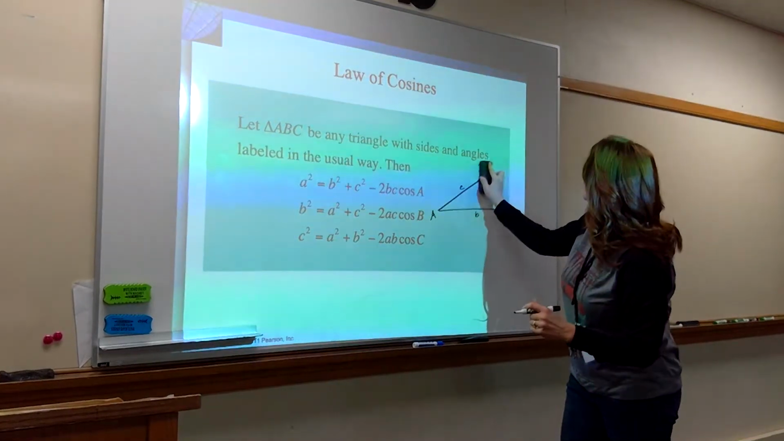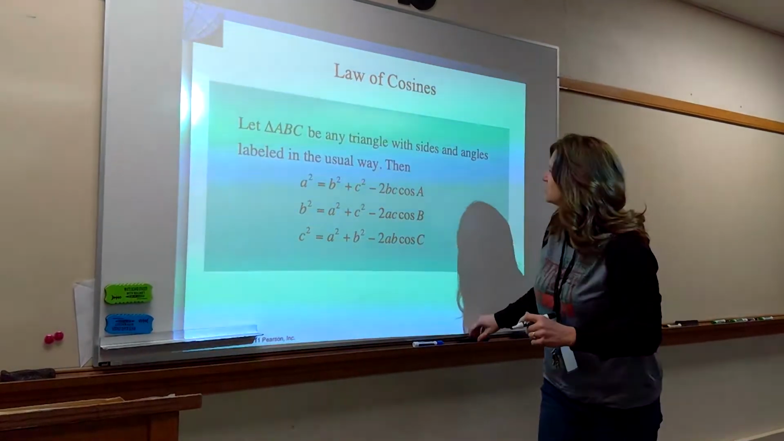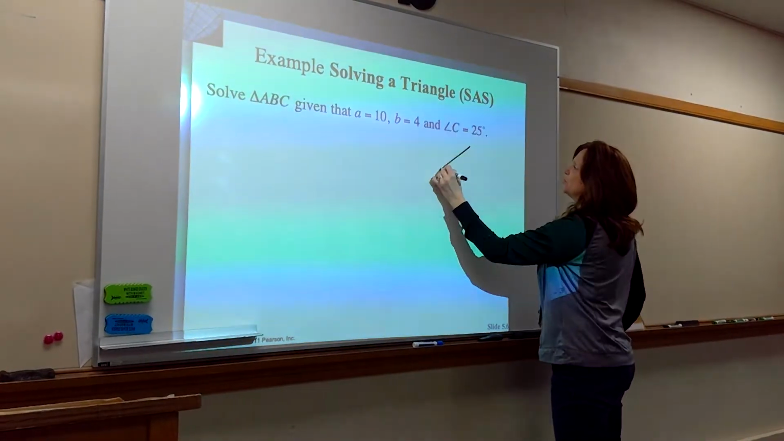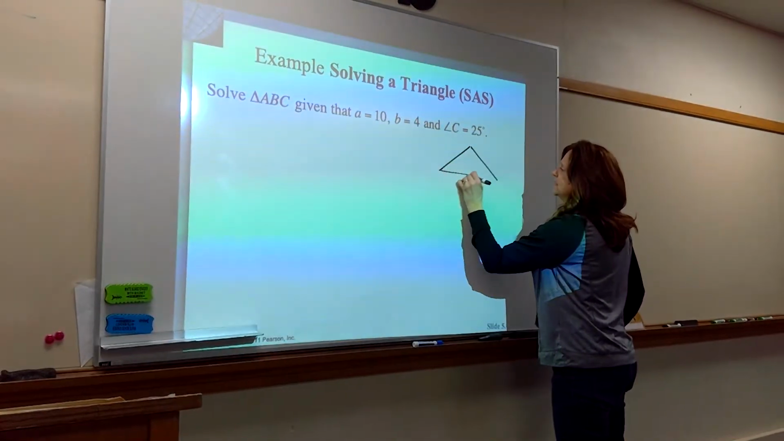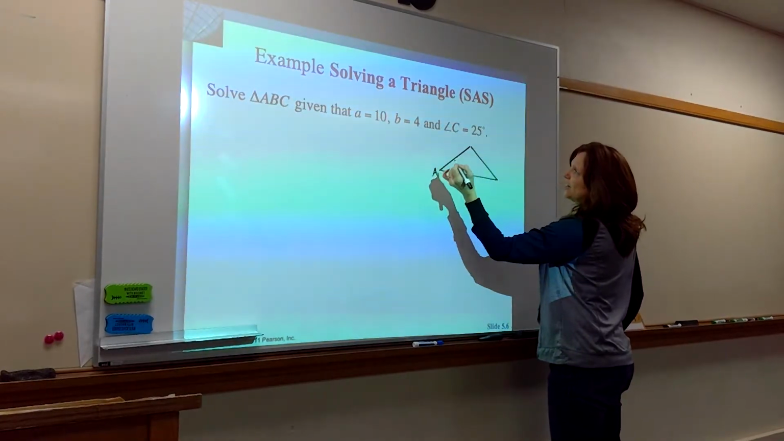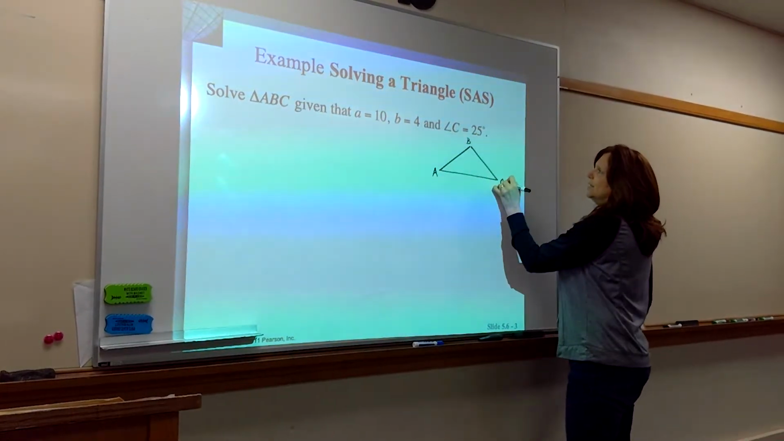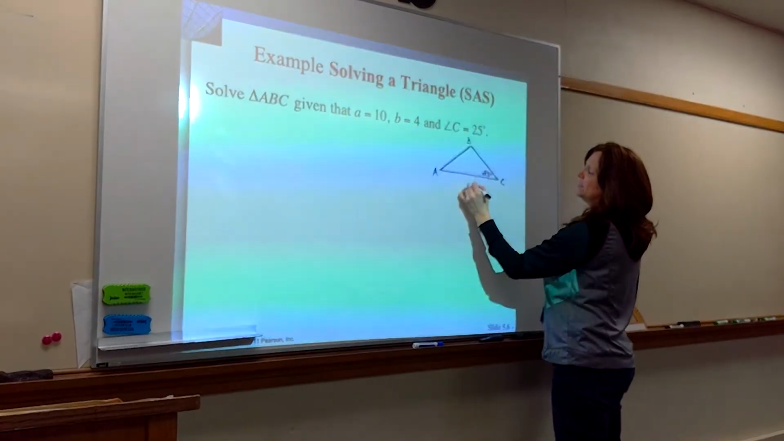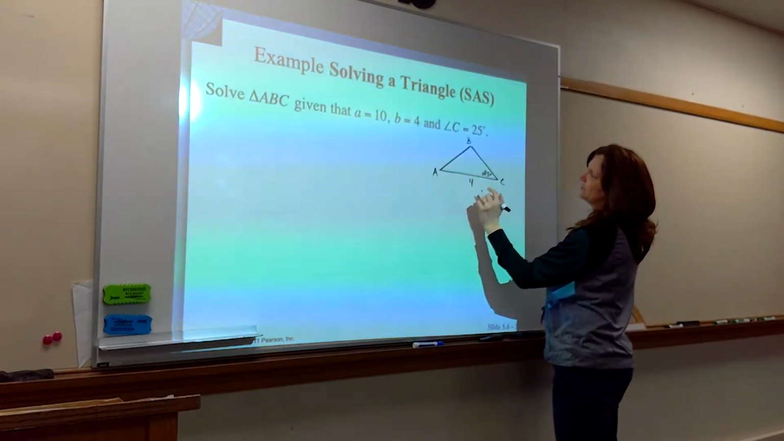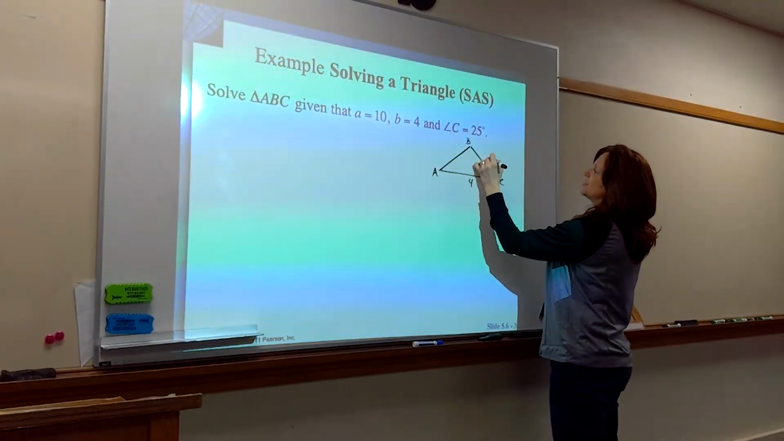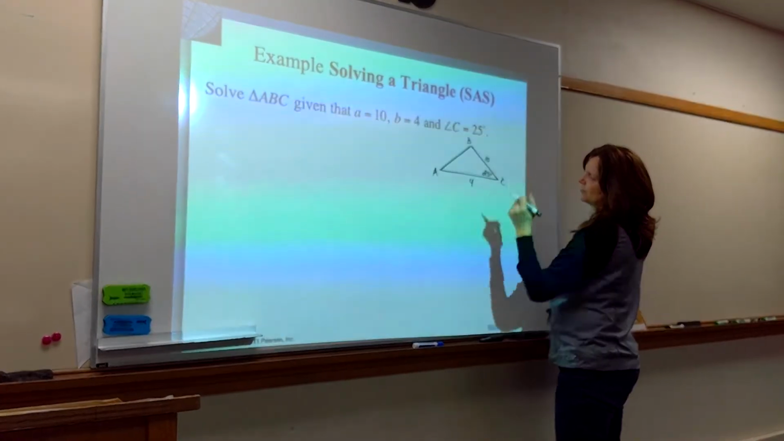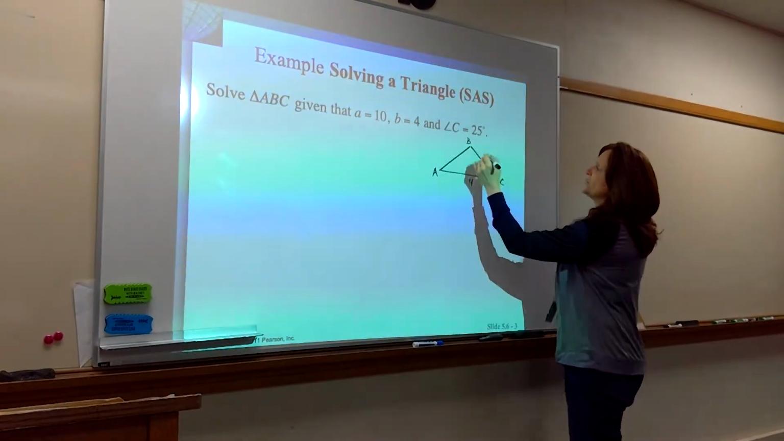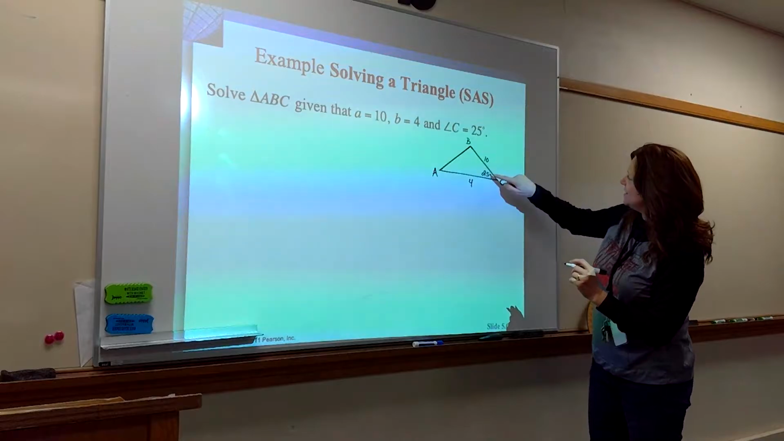Okay, so let's see if we can figure out the first example here using law of cosines. I'm just going to draw a real generic triangle. It most likely won't be drawn to scale, you know me. So angle C is 25 degrees, side B is 4, and side A is 10. The dimensions aren't important, it's just the information that we have here. So this is side angle side.